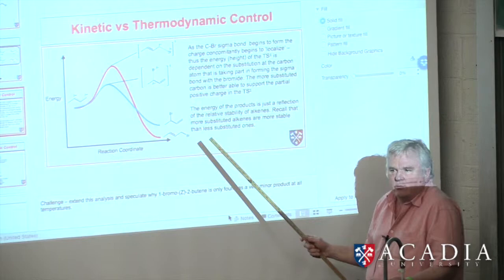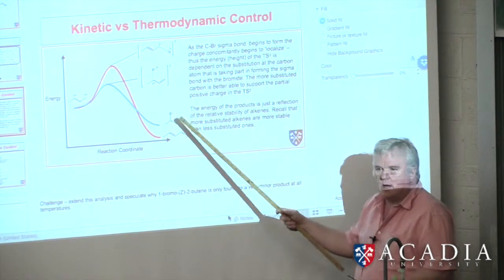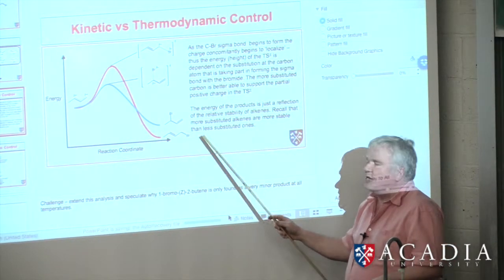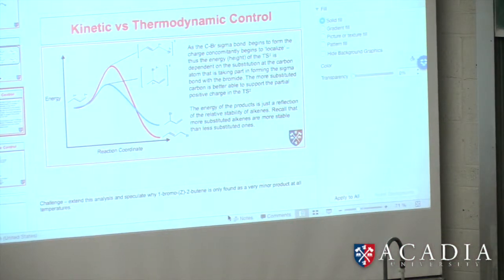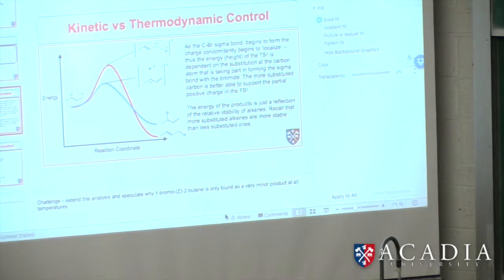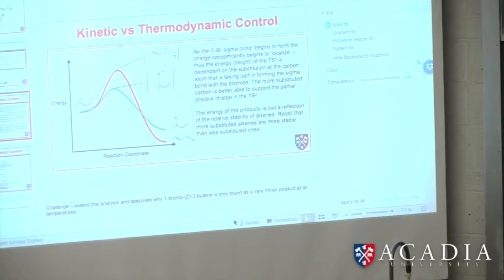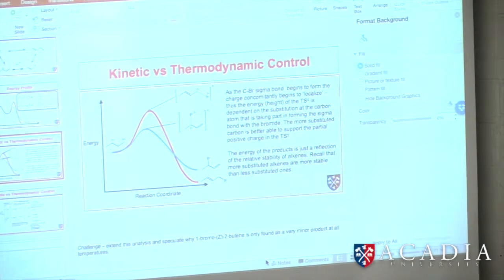So why don't we get some of that? We get some of this. It's a very minor amount, less than 1% of the cis product, and my challenge is for you guys to speculate on why that might be. Big hint there: when you're going through the notes, look at the bottoms.